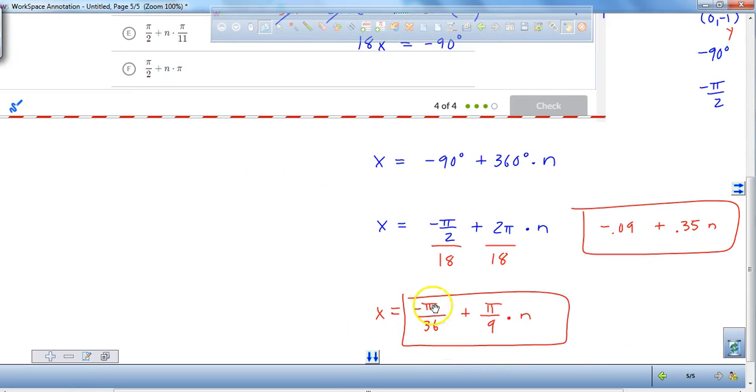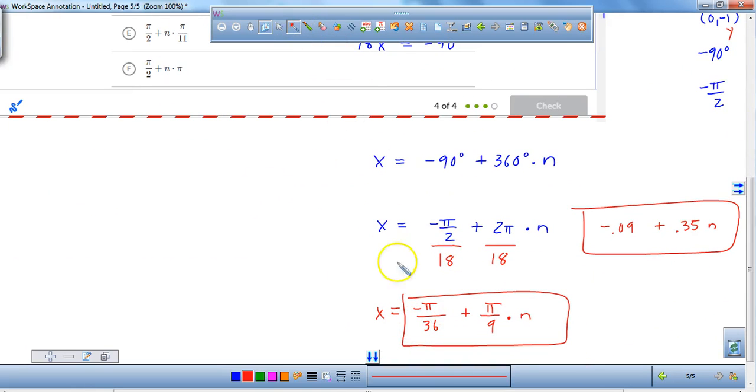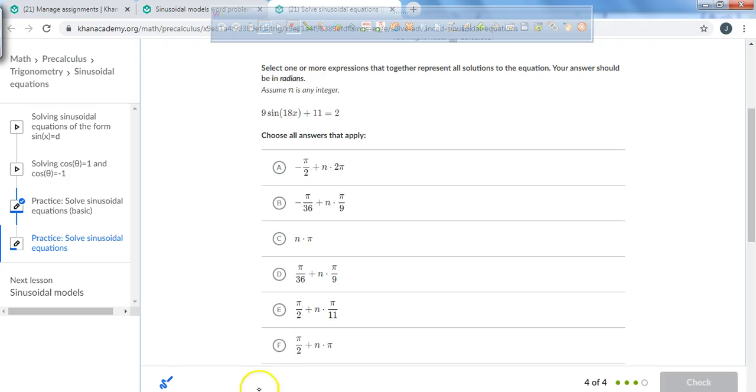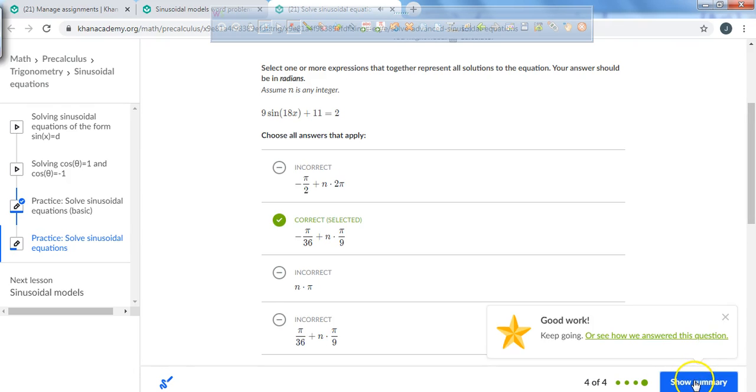Now, if you're wondering what I did to get to this 36, I took negative pi over 2 and divided it by 18, which is basically multiplying it by the reciprocal, 1 over 18, and that's how I got negative pi over 36. Okay. Let's go back over here. We've got negative pi over 36 plus pi over 9 times n. There you go. And that's your final answer.